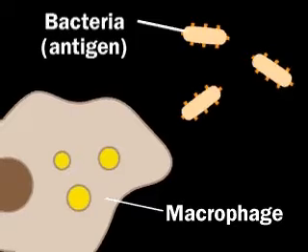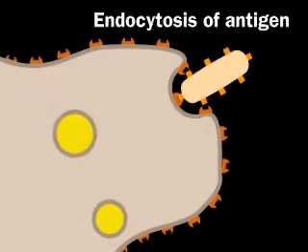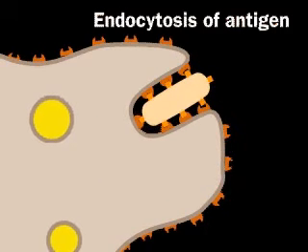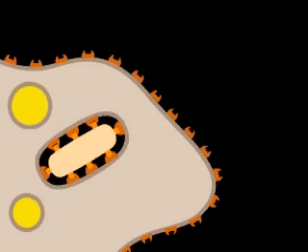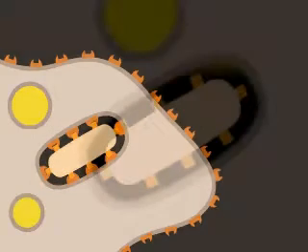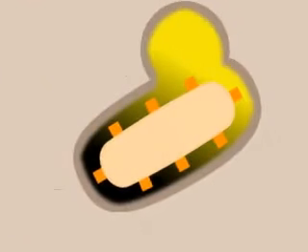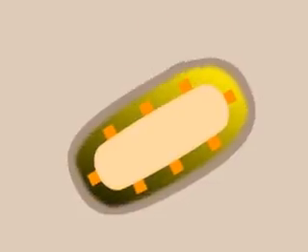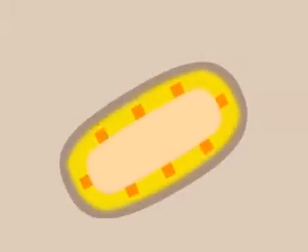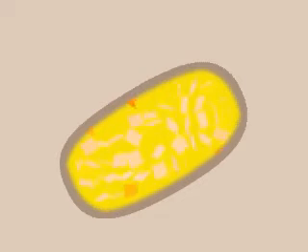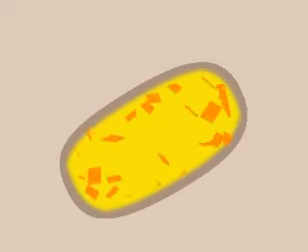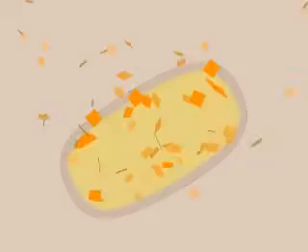The humoral immune response is initiated by a macrophage, which takes up an antigen, such as a bacterium or virus, and processes it. The macrophage engulfs the antigen in an endocytic vesicle and partially digests it. Class II MHC proteins bind fragments of the antigen and transport them to the cell surface for display.